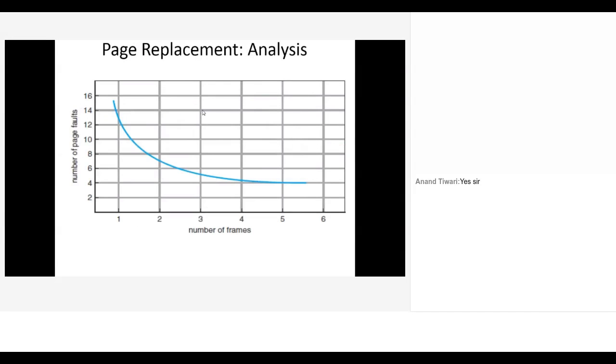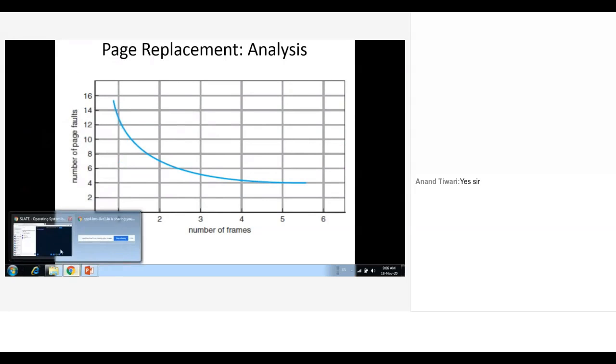So here you can see the graph between the number of page faults and the number of frames. Here, what is the page fault? I told you what a page fault is. Can you brief me on what a page fault is? Yes. What is the page fault?